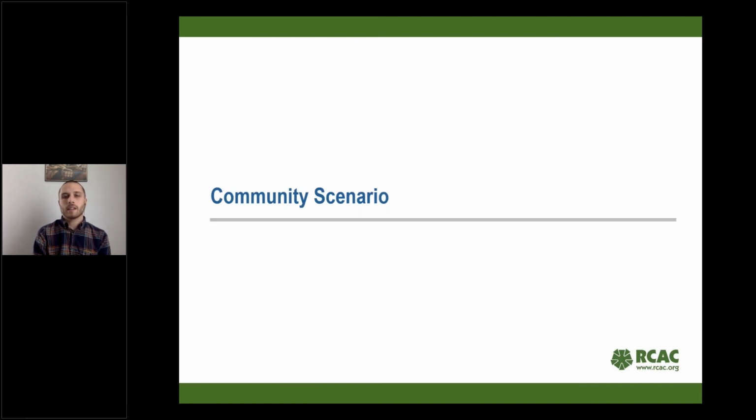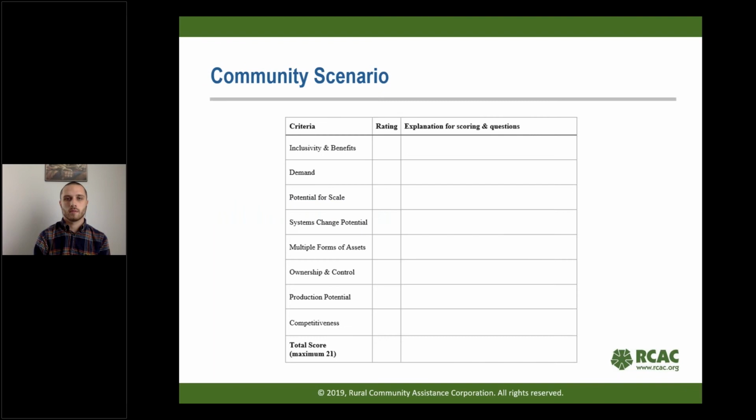Now we're going to take a closer look at 2 areas of criteria scoring. If we look at our definitions for systems change potential, what is the potential to achieve significant scale over time and ultimately to institutionalize the value chain and make it the new normal? What is the potential to transform an entire system? How are you defining scale?